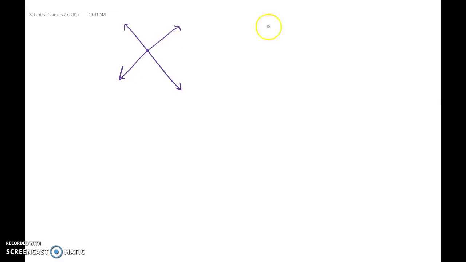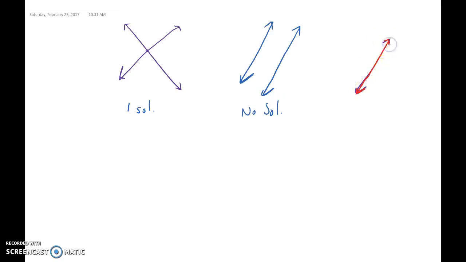Then what happens if we had two parallel graphs? Well, they were called inconsistent since they never touched or never intersected. There was no solution. So no solution, one solution, and then we had another example where if we graph them and the two lines coincided, meaning they were the exact same line, right on top of each other, this meant infinitely many solutions.